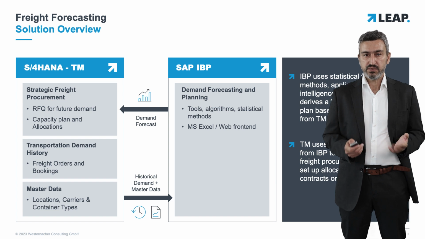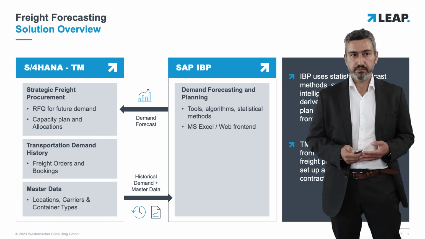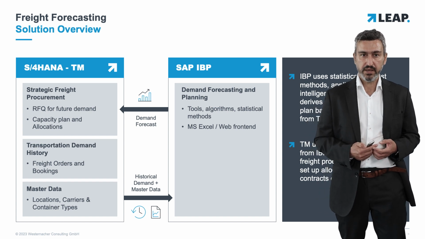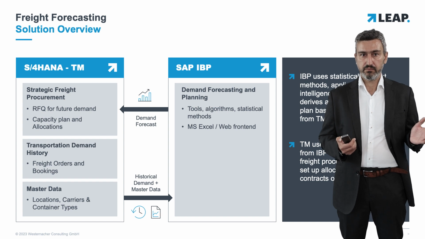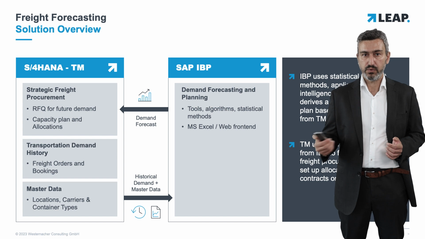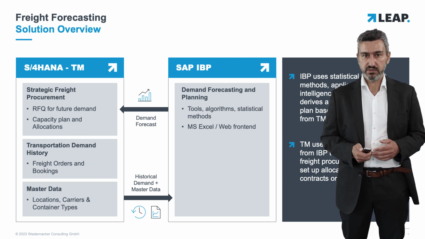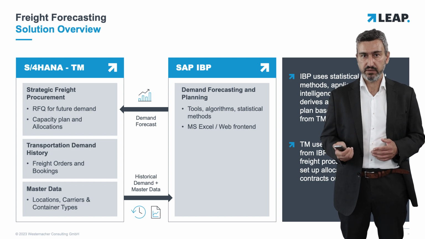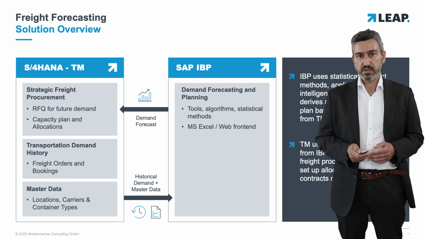How did we try to solve the current challenge? What we did in our Westernacher system landscape was basically to use an existing TM system and our IBP system, with the integration of the historical data into SAP IBP, and then bring this information back to SAP TM.